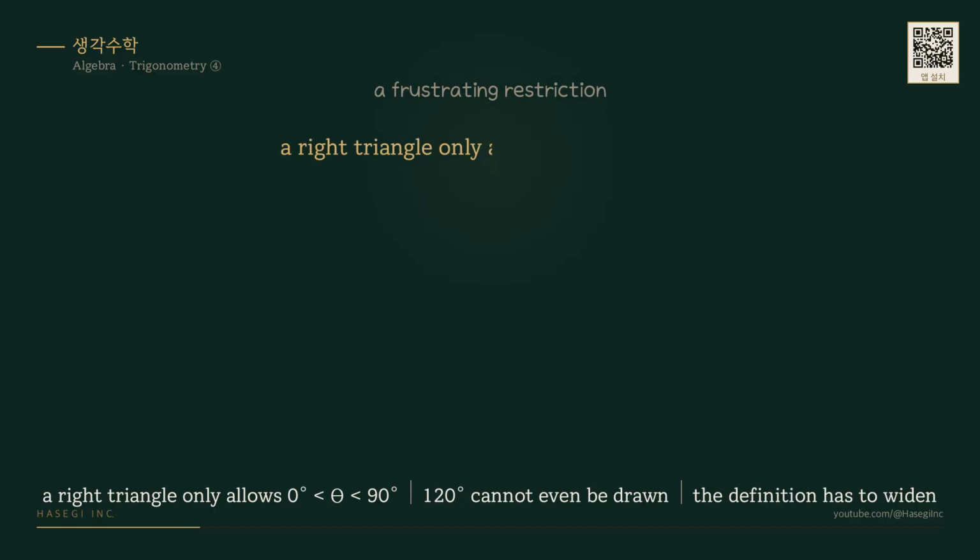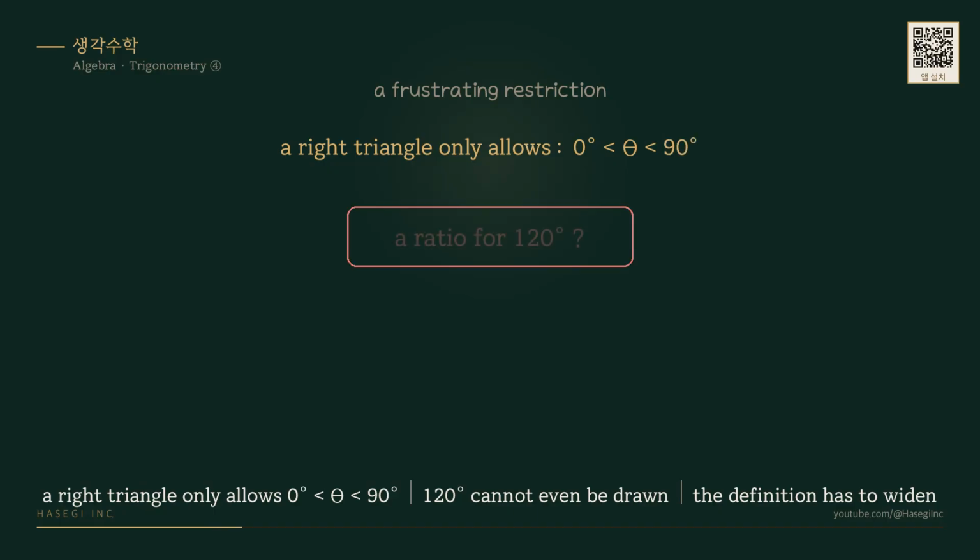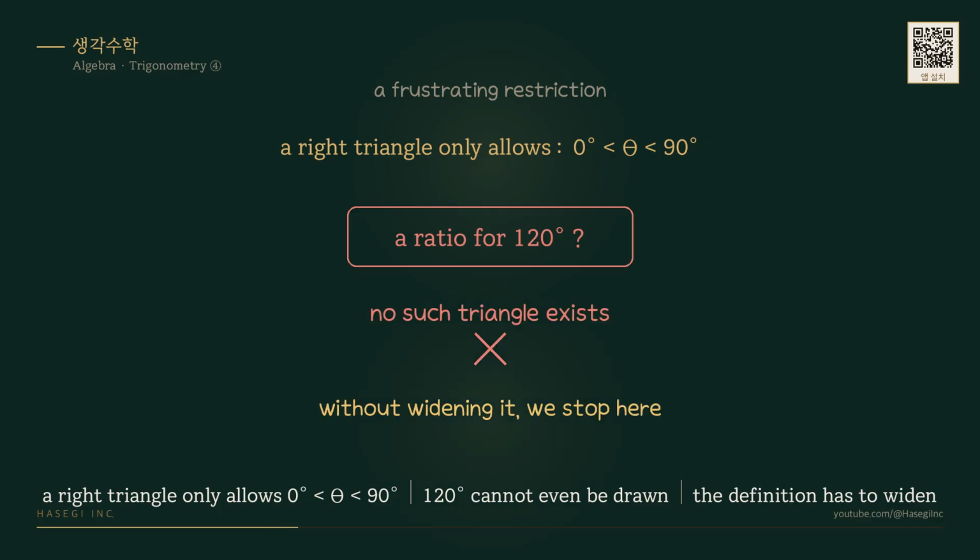The angle you measure a ratio from always sits between 0 and 90 degrees. So a ratio for 120 degrees cannot even be drawn. No such triangle exists. Without widening the definition, we stop right here.